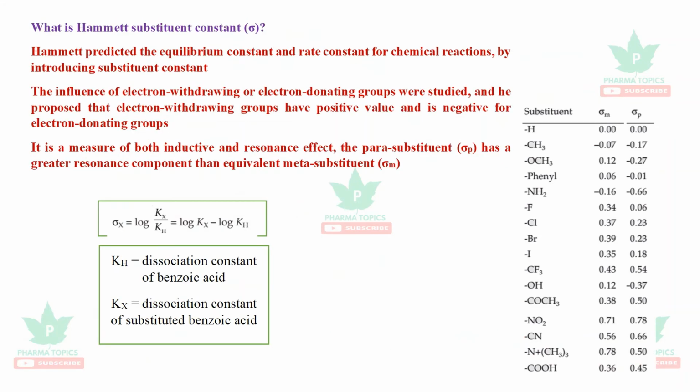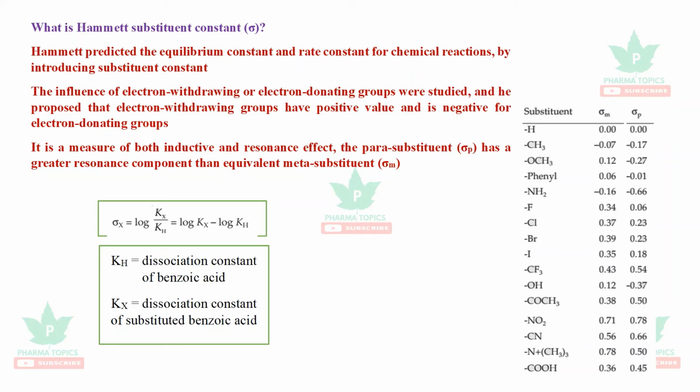Next is Hammett substitution constant. Hammett predicted the equilibrium constant, that is the rate constant for chemical reactions, by introducing a substituent constant. He studied the influence of electron withdrawing or electron donating groups and proposed that electron withdrawing groups have positive values and it is negative for electron donating groups. It is the measure of inductive and resonance effect.